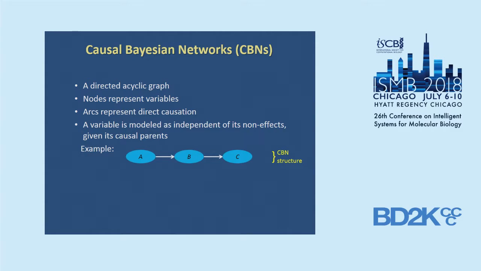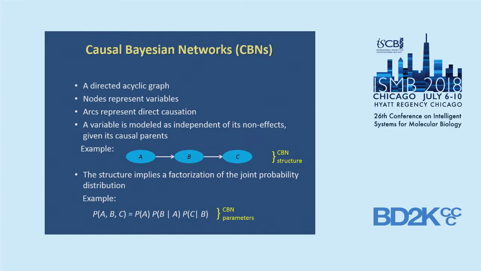This is a really simple example of that principle, where we have variables A, B, and C. A causes B, B causes C. And what that principle says is that C is independent of A given that we condition on B, because the only way A can affect C in this model is through B. And if we fix B, we condition on B, we're going to make A and C be independent.